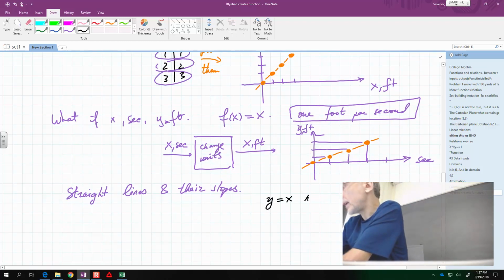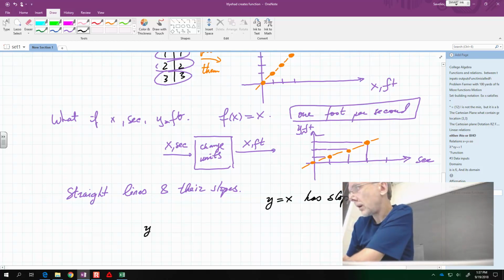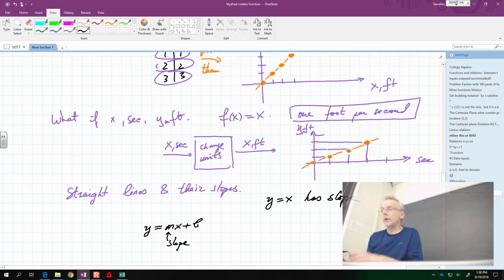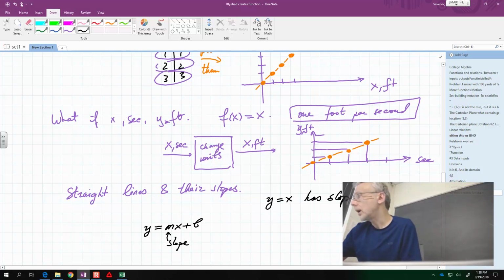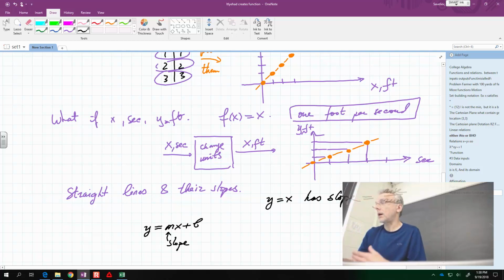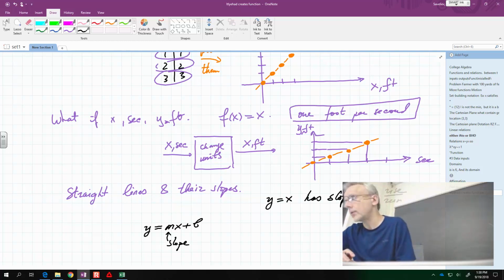And that's why the slope is what? So y is equal to x has slope. Remember what slope is? Say it again. Right. Yes. Then if y is equal to mx plus b, then m is the slope. Okay. So we're getting to that, but you can look at it geometrically. And the geometric definition of the slope is rise over the run.